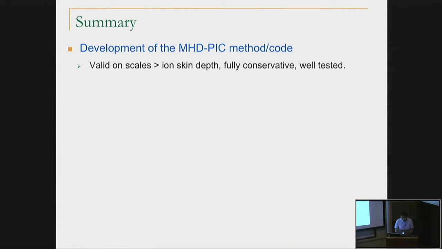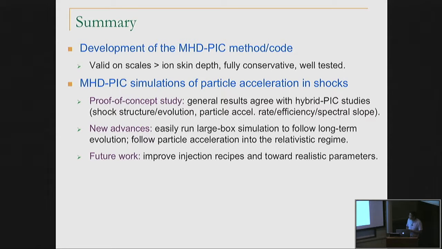All right, so to summarize, we have developed this MHD-PIC code that is valid on scales much larger than the plasma scales and is fully conservative. We apply this to study particle acceleration in shocks, with general results agreeing well with previous more self-consistent hybrid-PIC simulations. And we can use very large box simulations and follow long-term evolution and follow particle acceleration from the non-relativistic to the relativistic regime and see there's a reduction of acceleration rate.